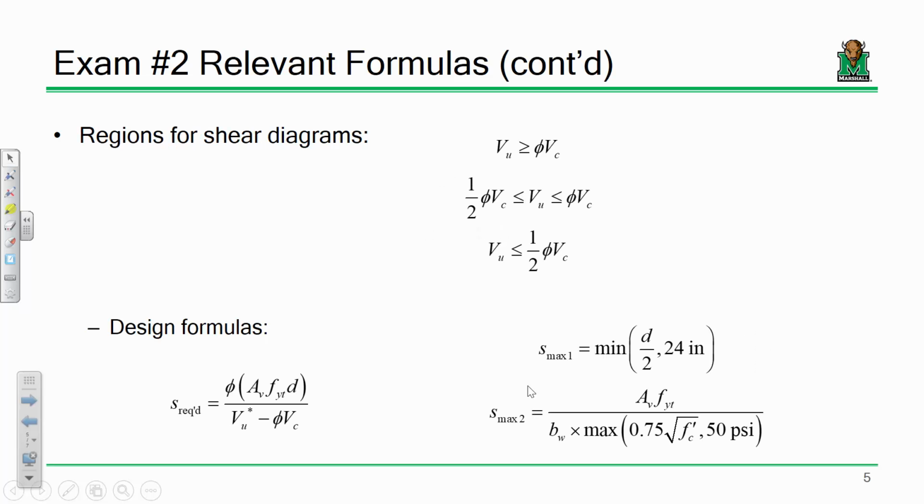As for the regions, here are the 3 regions of the shear diagram. Anytime that the shear is larger than phi Vc, anytime it's smaller than half of phi Vc, and the middle region, which is the region in between. As for the design formulas, I really only have 3. 2 of them are focused around determining the absolute maximum spacing that you can use.